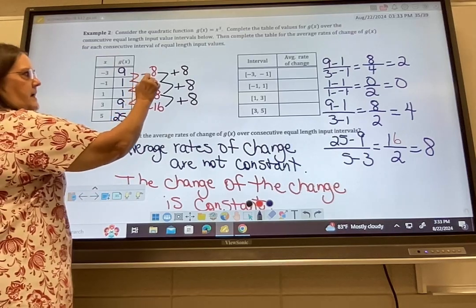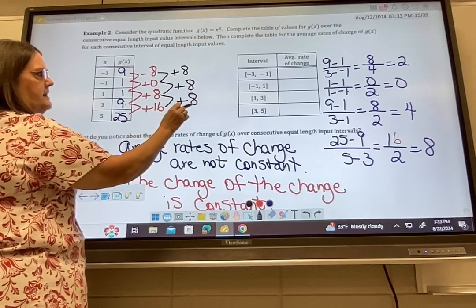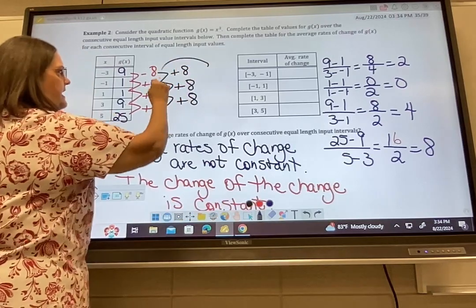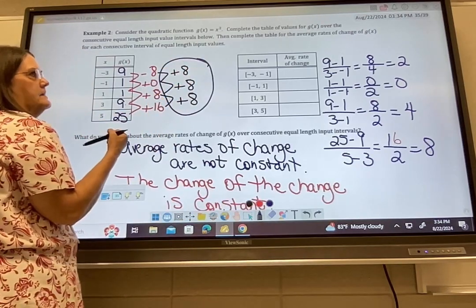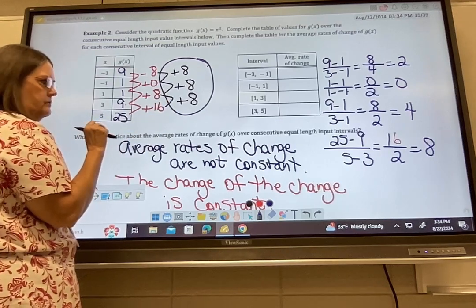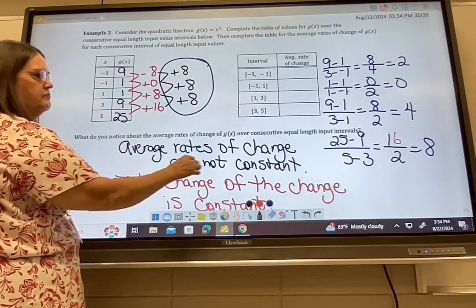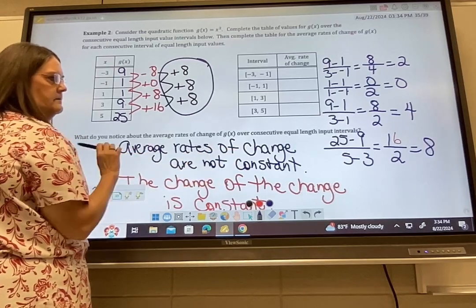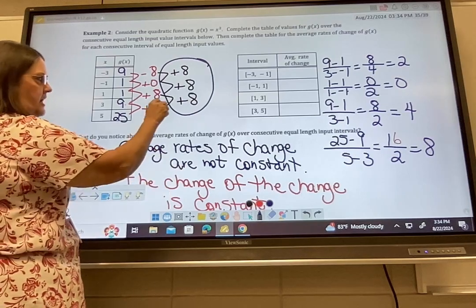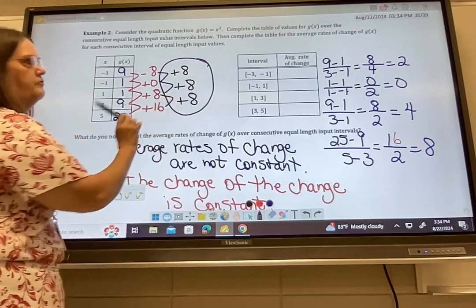So to go from -8 to 0, I added 8. To go from 0 to 8, I added 8. To go from 8 to 16, I added 8. So you can see that my second change is the same. Therefore, this is a quadratic function. And when I do my average rate of change over there, my average rates of change are not constant. So I look at the change of the change, and because my change of the change is constant, it is a quadratic function.